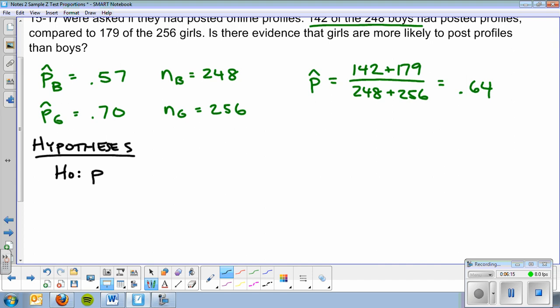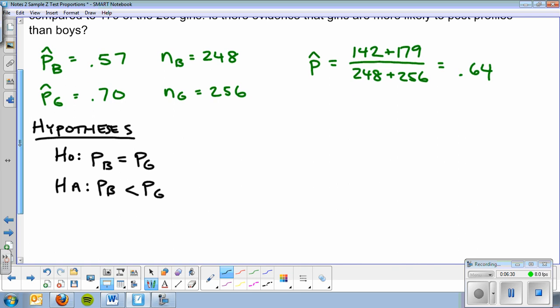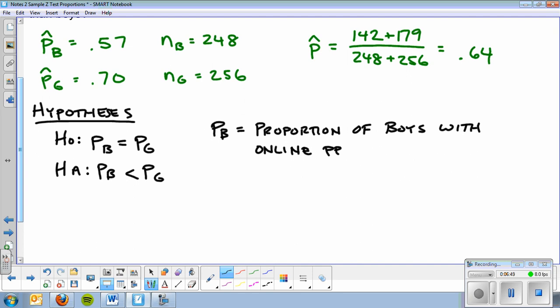Null hypothesis, P sub B equals P sub G. And the alternate hypothesis, P sub B is less than P sub G. Girls post online profiles more than boys. Okay, we have to identify what our parameters are. P sub B is the proportion of boys with online profiles.